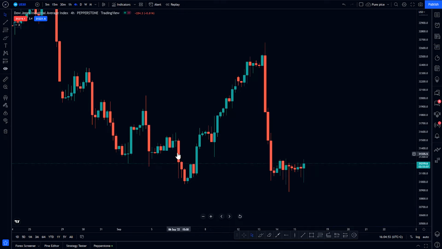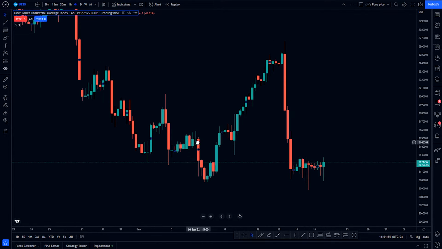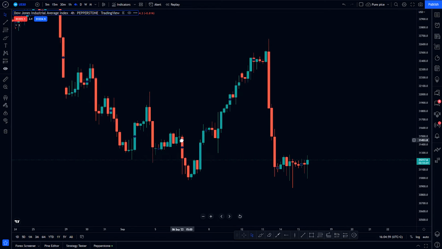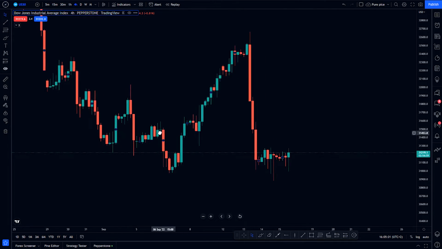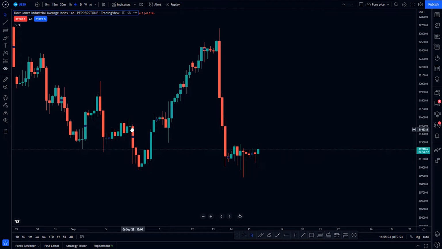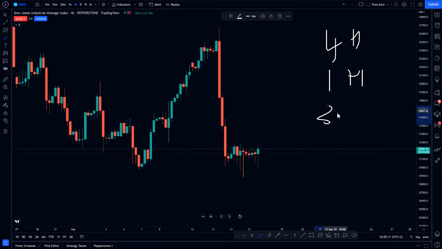Hello guys, today I just want to share about multi-time frame analysis. I'll be breaking down the process of using various time frames to get a beautiful entry. So let's assume that we are intraday traders. So the time frames that I'm going to be using are the 4-hour and the 1 hour, as well as the 30 minutes. So these are the three time frames that I'm going to be using.